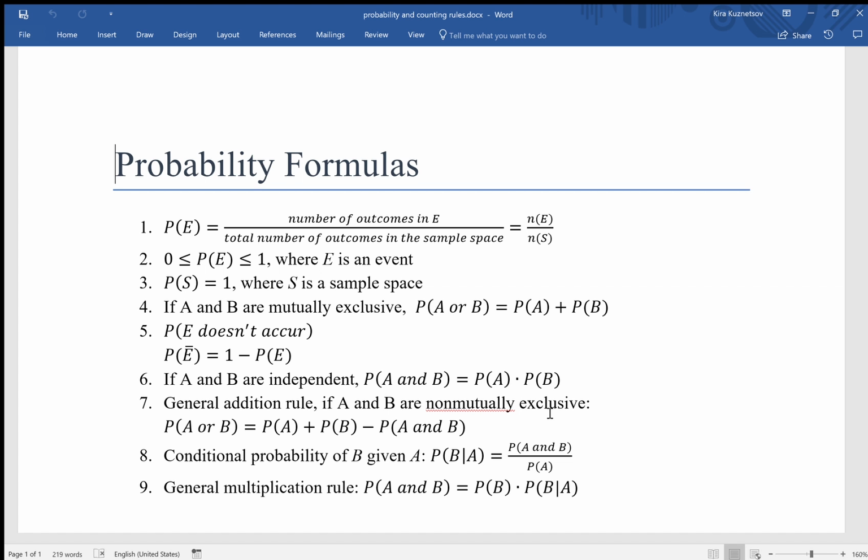Now, rule number 5 has to do with the complement. So the probability of the event not occurring has to be 1 minus the probability of the event occurring.